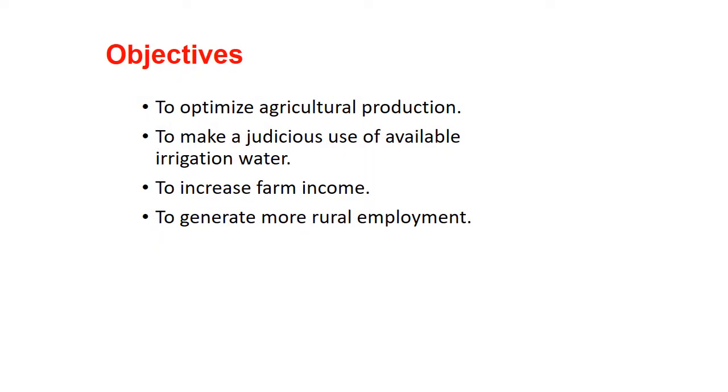What are the objectives? It mainly optimizes agriculture production. It makes use of available irrigation water. It increases the farm income and it generates more rural employment.